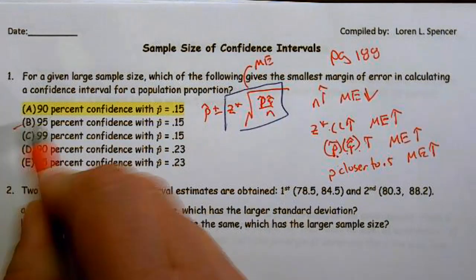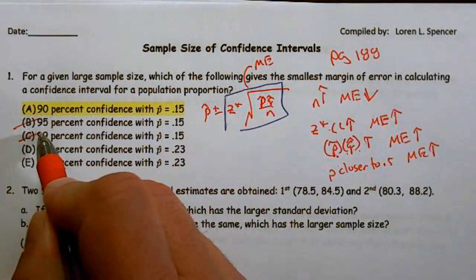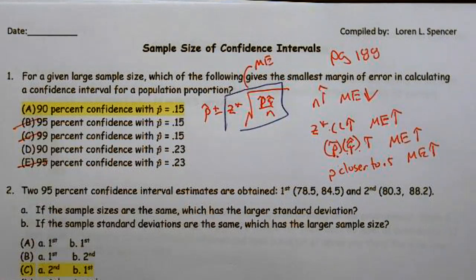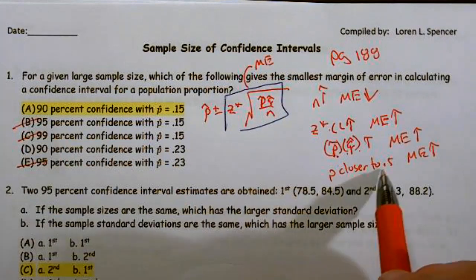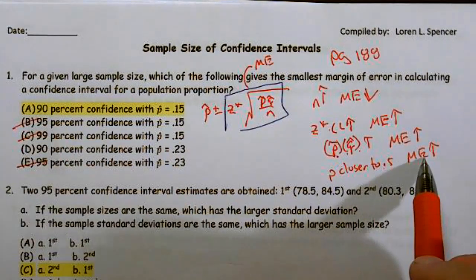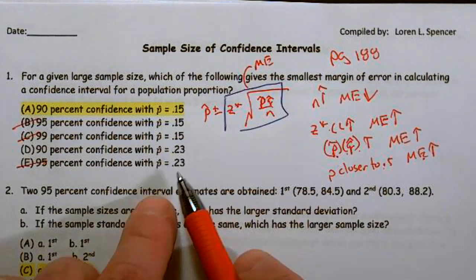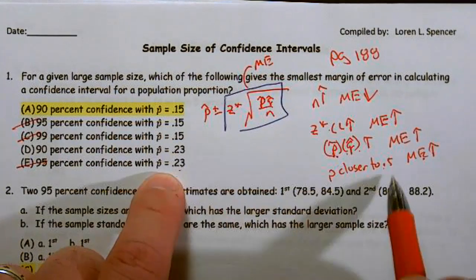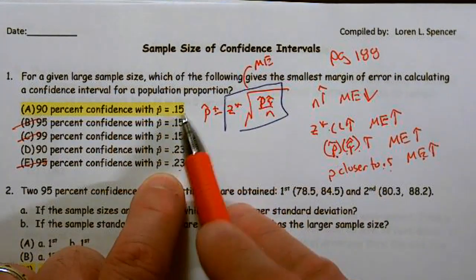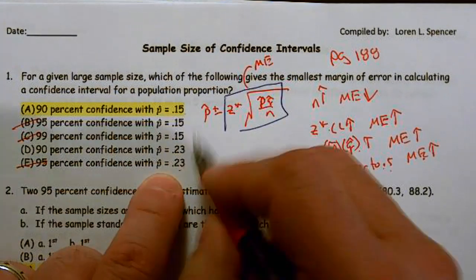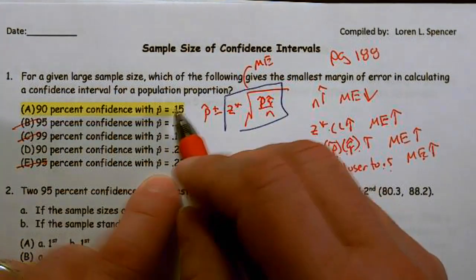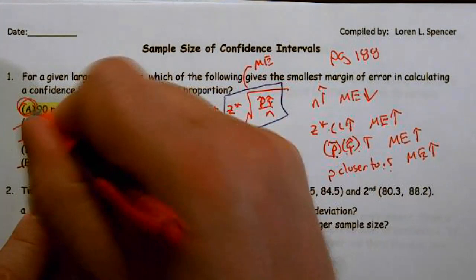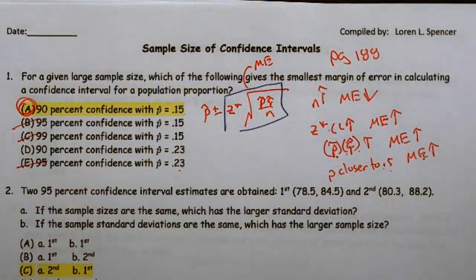Well, that gets rid of 95 and 99 and 95. So we know it's going to be 90%. Now, as P gets closer to 0.5, our margin of error goes up. So 0.23 is closer to 0.5 than 0.15. So this is going to give me the larger margin of error. So in this case, 0.15 will give me my smaller margin of error.